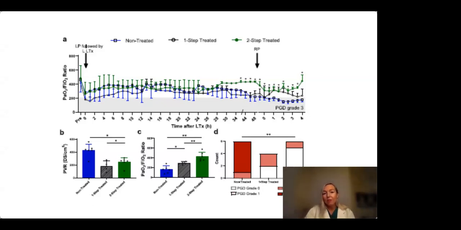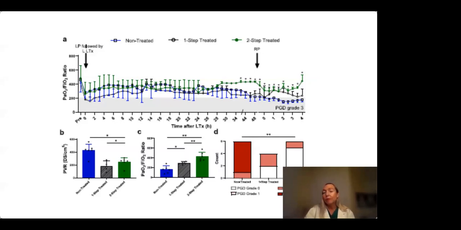As you can see here, there's no difference during the first day, but at the end of the second day, the 2-step treated group starts to become different from the other 2 groups, and especially after right pneumonectomy. Then you can see that the not treated group does quite poorly, while the 1-step group goes sort of in the middle, and the absolutely best result we get from the 2-step treated group.